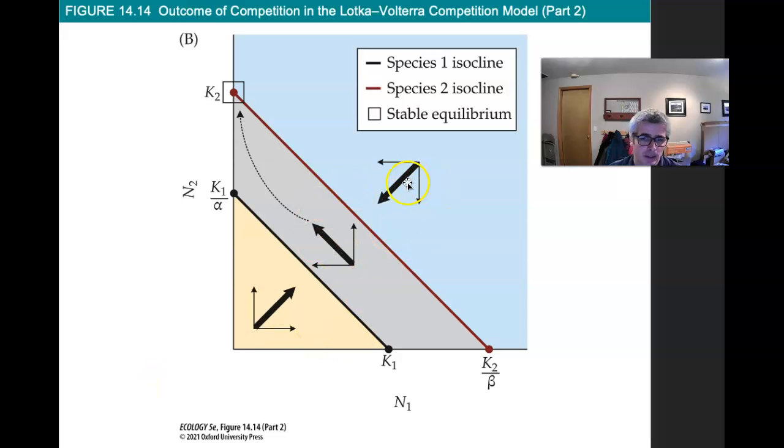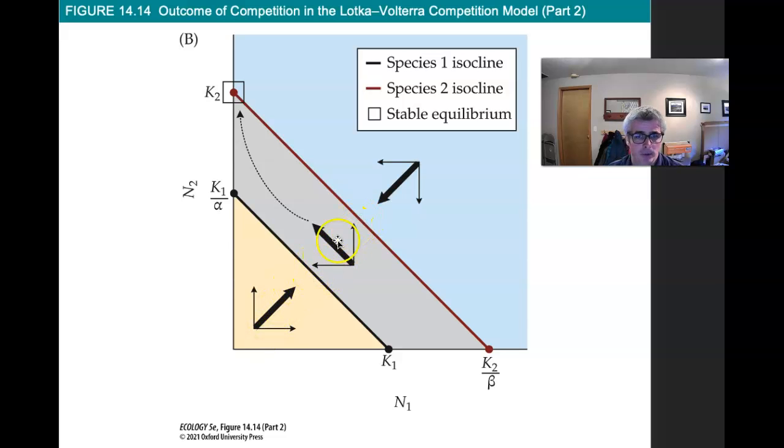Same thing is true here, with the exception that now species 2 has a higher isocline. So for N2, we've got the carrying capacity for 2 divided by the competition coefficient. And for species 1, the carrying capacity of species 1 divided by the competition coefficient for species 2. Up here in the blue, it's driving both of these down, so overpopulation. Down here, generally underpopulation, is driving an increase in species 1 and species 2.